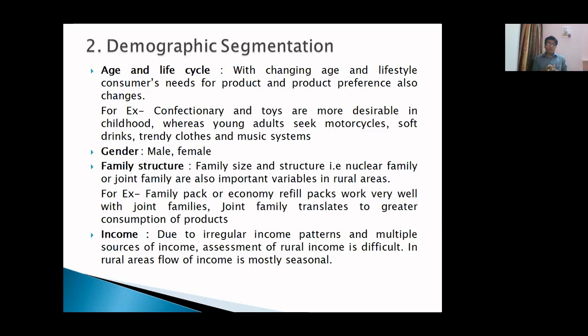People will be having more money during harvesting season or post-harvest season when they will be selling the crop, and they will earn money. So spending will increase during these harvesting or post-harvest seasons.